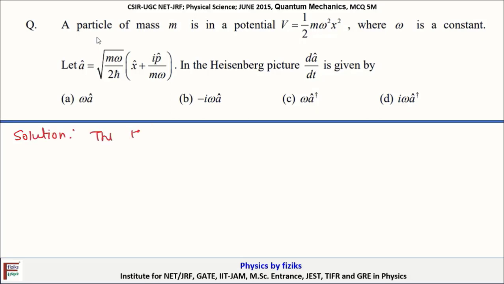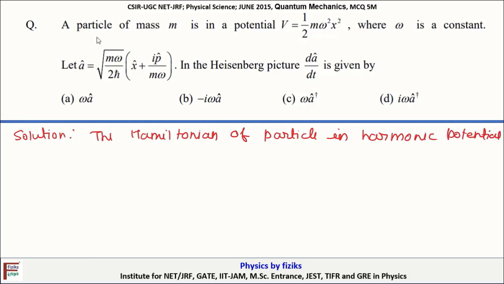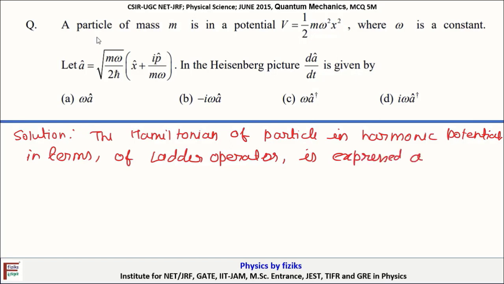The Hamiltonian of a particle in harmonic potential in terms of ladder operator is expressed as H equals h cross omega times A dagger A plus 1 by 2.